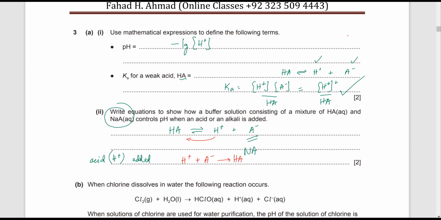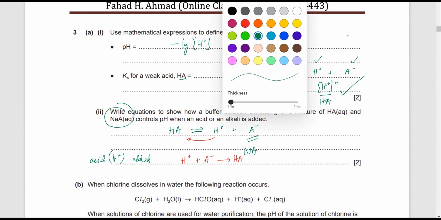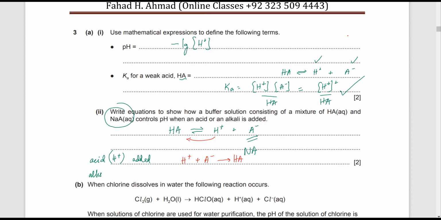What's going to happen if an alkali is added? Like OH- is added. So OH- goes and neutralizes. So there's going to be a reaction. OH- comes in, reacts with H+ to produce water. So H+ are going to get neutralized, which is why the reaction would move in the forward direction.